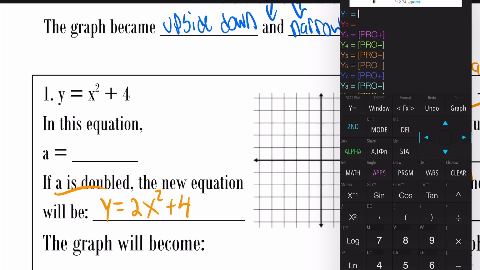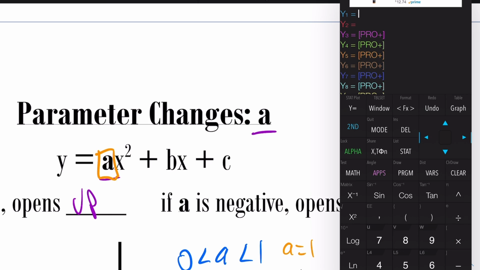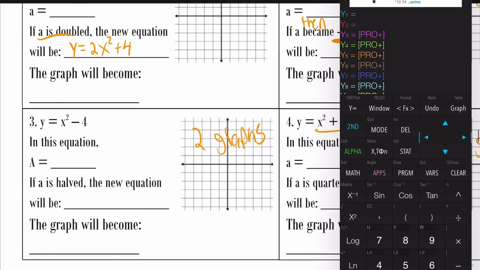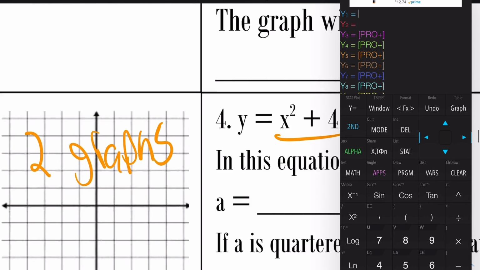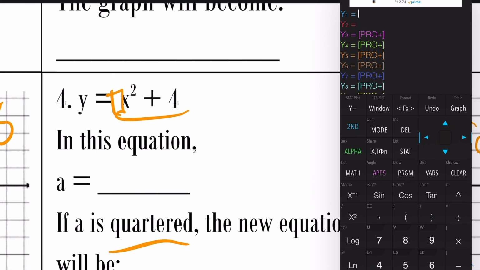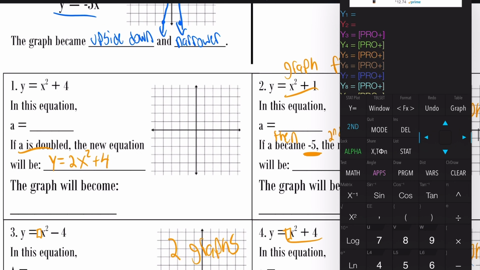Whenever you double a, that doesn't change the entire equation. It's only changing the number that's multiplying x squared. All right? So be careful. If it says a is halved, then you're only going to change that number right there. If it says that a is quartered, then you're only going to change this and you're going to divide it by 4. Okay, go ahead and try those out.